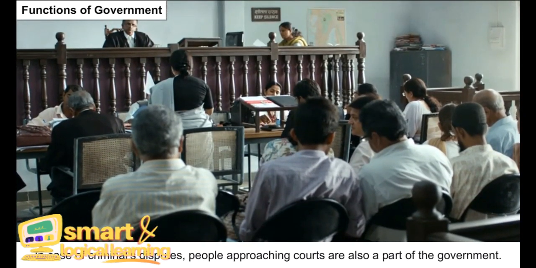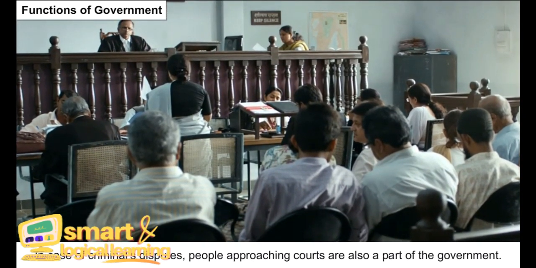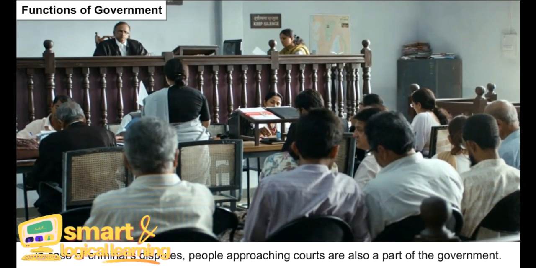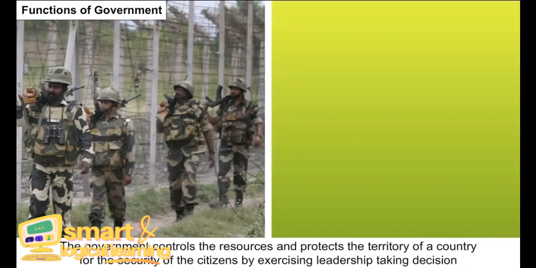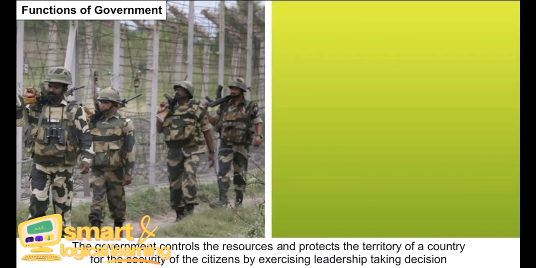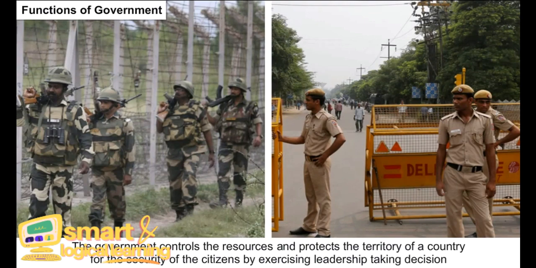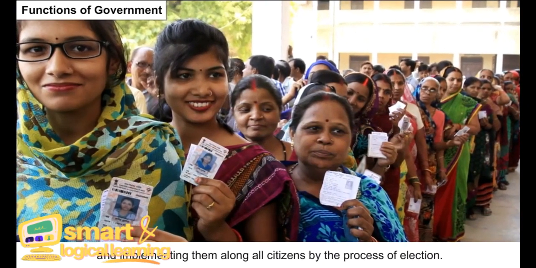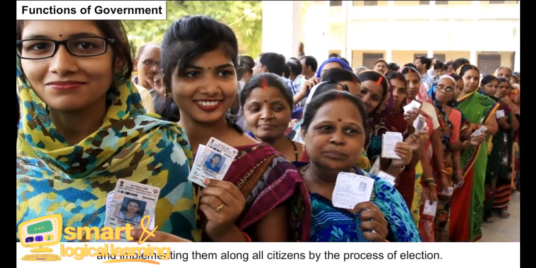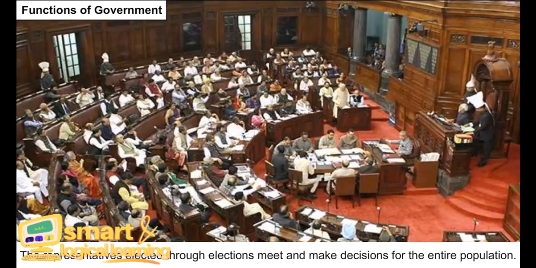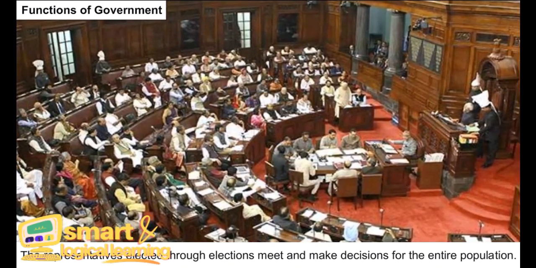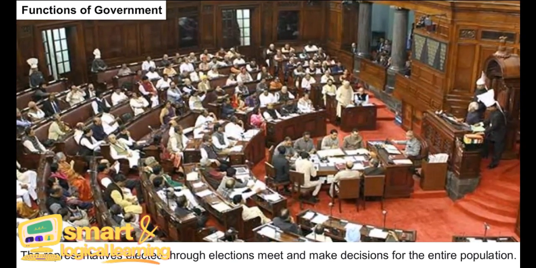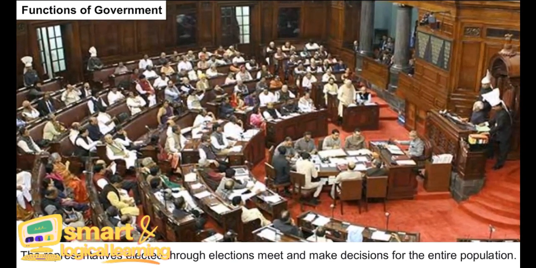In case of criminal disputes, people approaching courts are also part of the government. The government controls the resources and protects the territory of a country for the security of the citizens by exercising leadership, taking decisions and implementing them. Along all citizens, by the process of election, the representatives elected through elections meet and make decisions for the entire population.